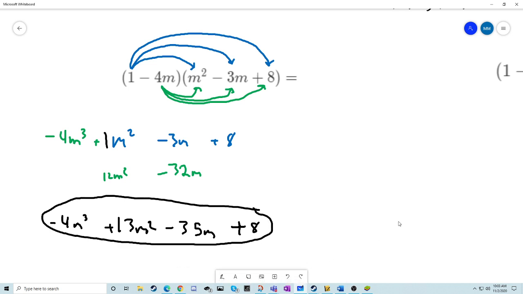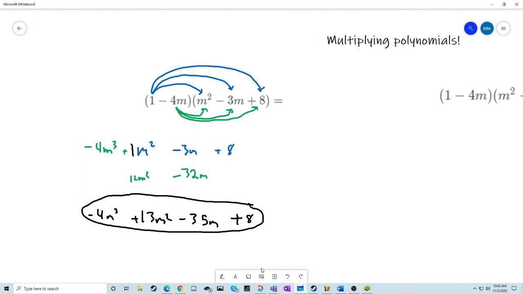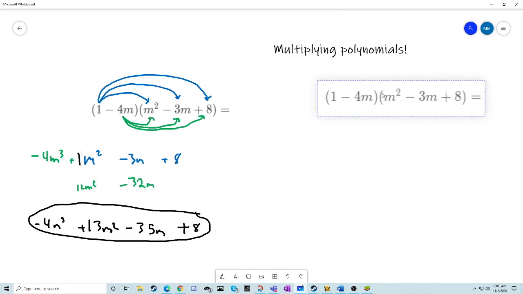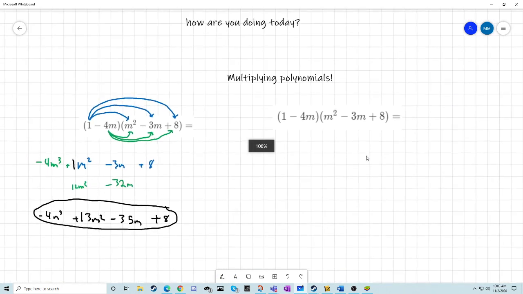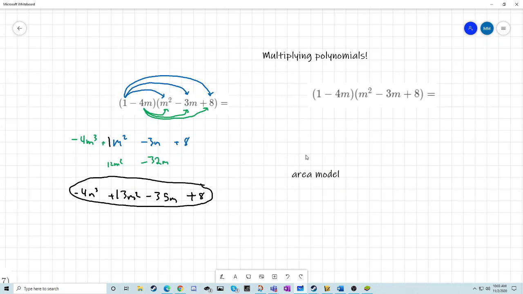Now I'm going to show you actually my favorite way. So this is the way Moffat does it on the left. I'm going to do the same problem, but slightly different. I call this one the area model. So that's what I'll write it as. Area model.